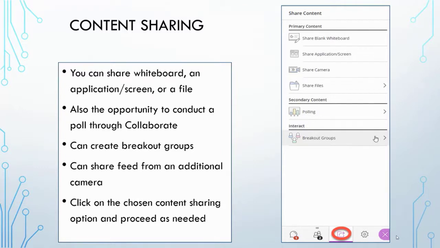So this is the middle tab in this area. You can share the whiteboard, you can share an application or screen, or you can share a file. You can do a poll through Collaborate. You can create breakout rooms or groups. You can share feed from an additional camera, which we're going to talk about, which is a newer feature. And you can click on the chosen content sharing option and proceed.